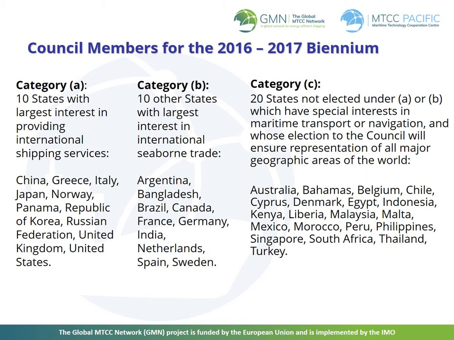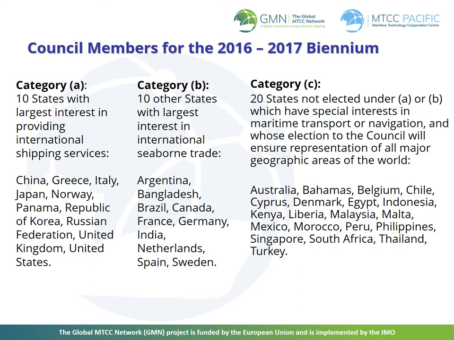They are Category A, the 10 states with the largest interest in providing international shipping services. These states are China, Greece, Italy, Japan, Norway, Panama, the Republic of Korea, the Russian Federation, the United Kingdom, the United States. Category B, 10 other states with the largest interest in international seaborne trade. These are Argentina, Bangladesh, Brazil, Canada, France, Germany, India, Netherlands, Spain, and Sweden.